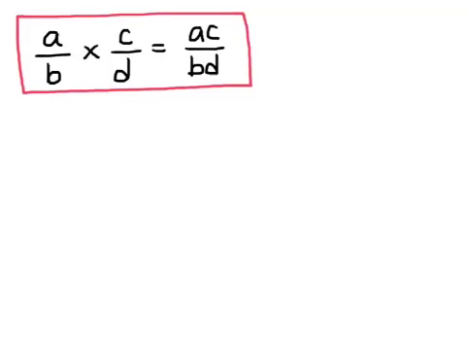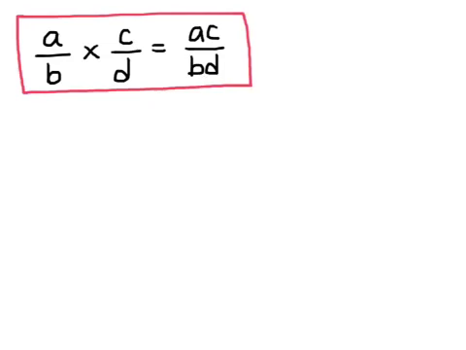Hey everyone, we're going to look at some more examples of how we multiply fractions together. So to recap, when we've got two fractions a over b and c over d, and we multiply them together, we multiply the two numerators a and c to get the answer ac, and we multiply the two denominators together, b and d, to get the answer bd.